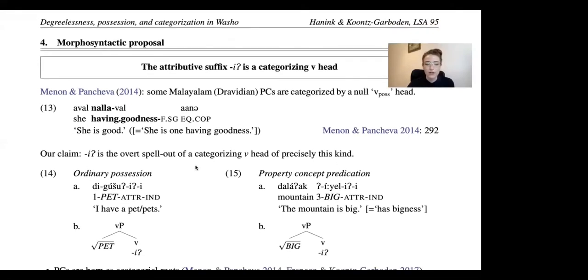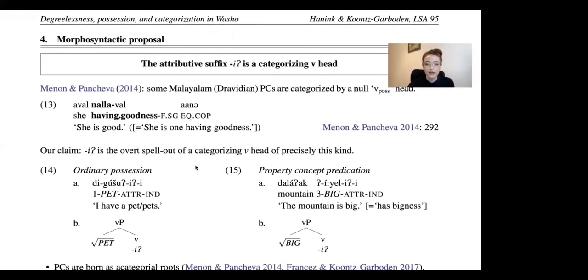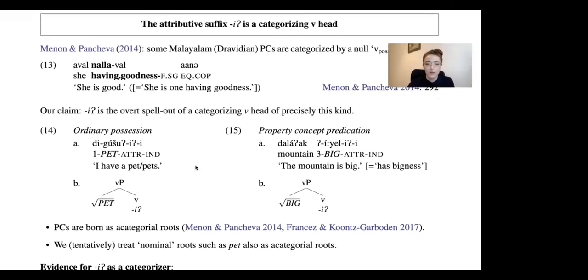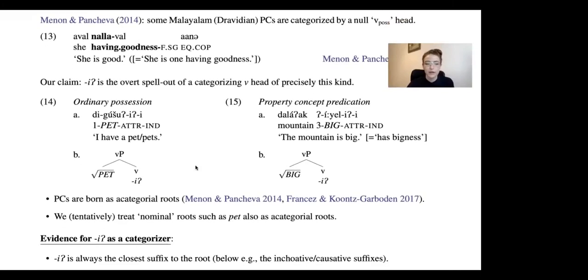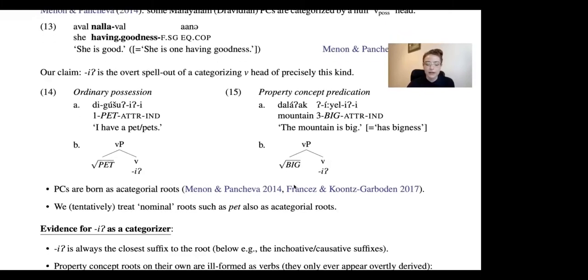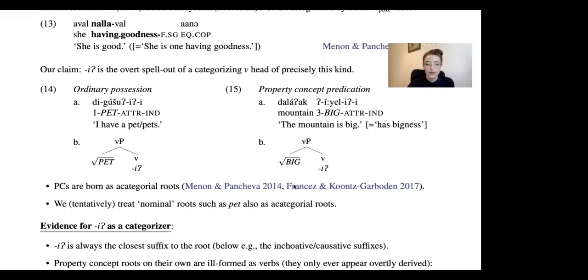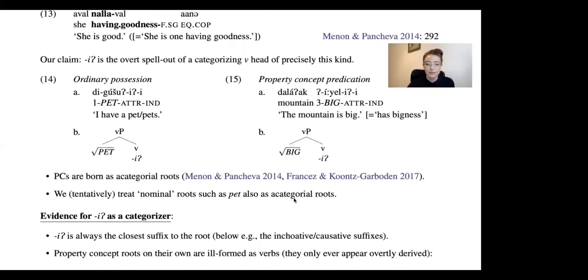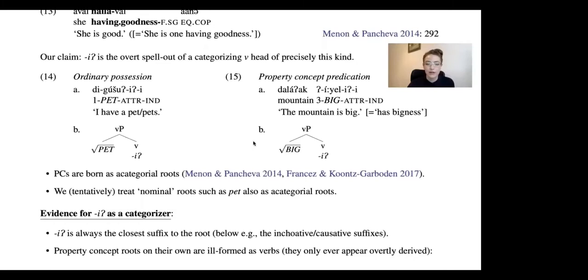Now, our claim for Washoe is that E is exactly this overt spell out of the categorizing v head that Menon and Panchava propose. So this means that the underlying structure of possession looks like what you see in 14 and 15. In 14, in the case of ordinary possession, E categorizes the root pet, and in 15, property concept predication, it categorizes the root big. Now, this adopts the idea that property concepts are born as acategorial roots with something extra required to make them well-formed as predicates. And here we also treat nominal roots such as pet as acategorial roots to maintain a parallel across both structures.